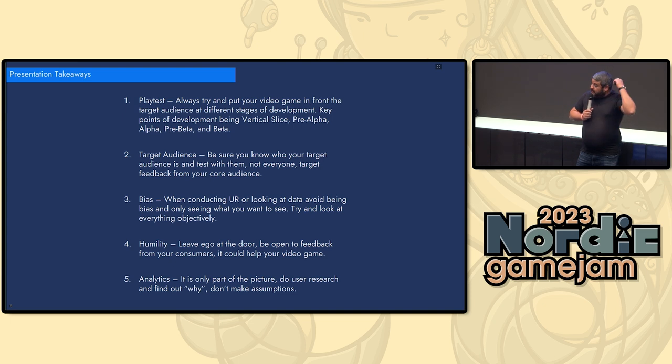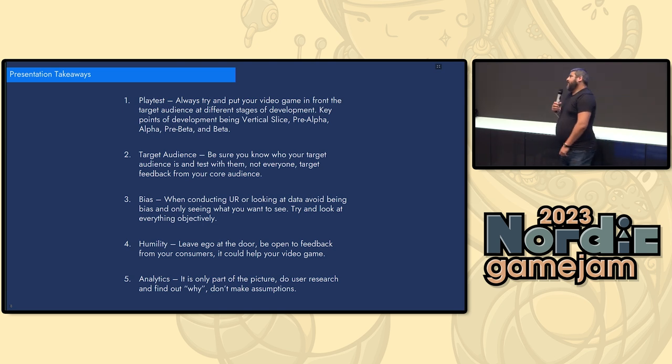So I put a few key milestones in here. If you can't do a lot of user research, five key points I think you should do it is vertical slice, pre-alpha, alpha, pre-beta, and beta. If you can only do like five user research things, these are the places you should do it.